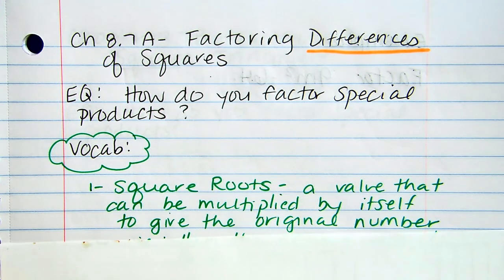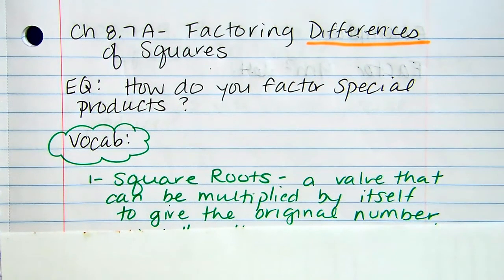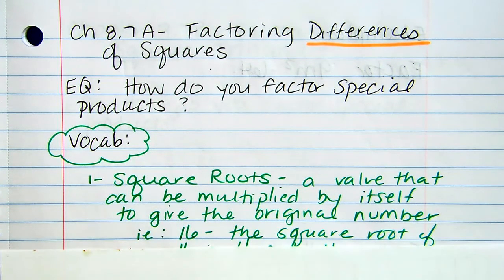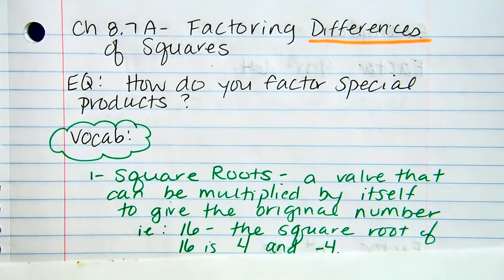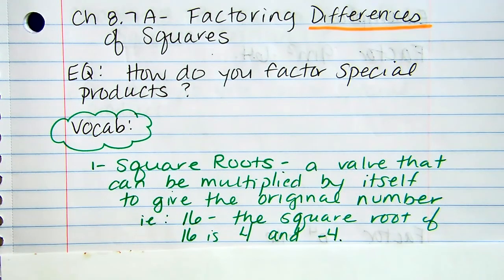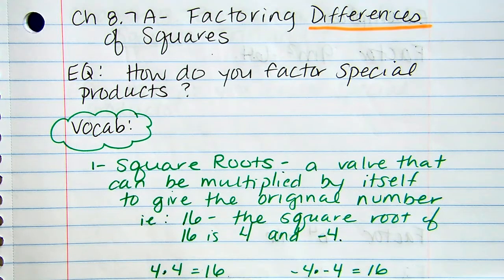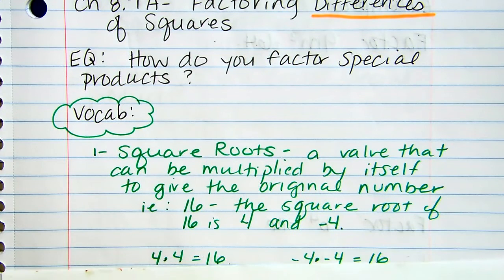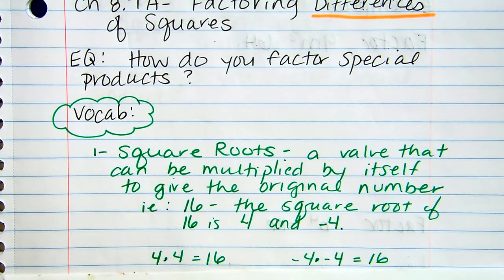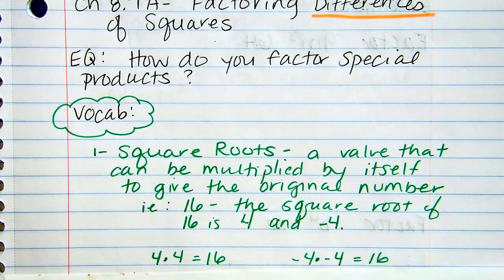So our definition of a square root is a value that can be multiplied by itself to give the original number. An example of that is the number 16. Now, the square root of 16 is both 4 and negative 4. The reason why is because 4 times 4 gives us 16, and negative 4 times negative 4 gives us 16. So therefore, we have the square roots of 4 and negative 4 for 16.